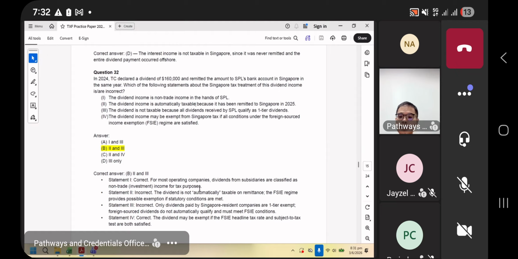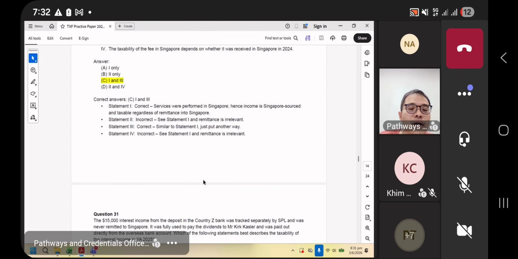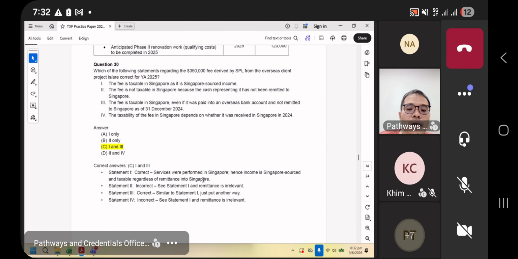Cassie, you have a question? Hi. I was a bit confused with the interest that is not remitted to Singapore, that is not subjected to tax. But in question 30, when you were going through the fee that we received from the overseas project, the fee is not remitted to Singapore, it's still taxable in Singapore, is it? You mean the service fee, correct? Correct, the 350,000. The service fee will be determined by the source. Yes, because this is considered trading income. So it's trading income, then it's considered from the source perspective. Yes. If it's interest, then it's whether it's remitted or not.